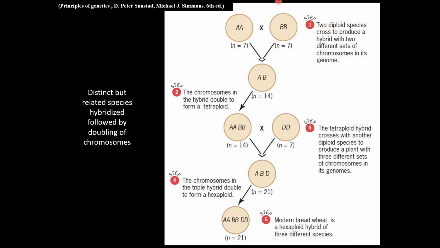Here, two distinct but related diploid species cross to produce a hybrid. This hybrid is probably sterile because A cannot pair with B. Here, doubling of chromosomes takes place. So, doubling produces a fertile tetraploid. This fertile tetraploid is again crossed with a distinct but related diploid species. It produces a triple hybrid. Now again the chromosome duplication takes place and it produces a fertile hexaploid species, which we call modern wheat.